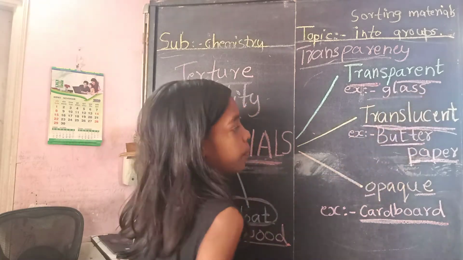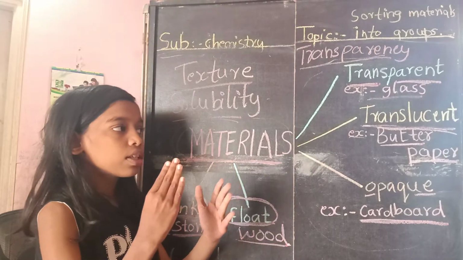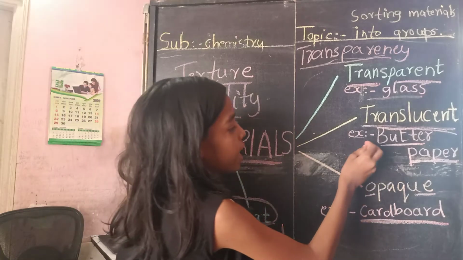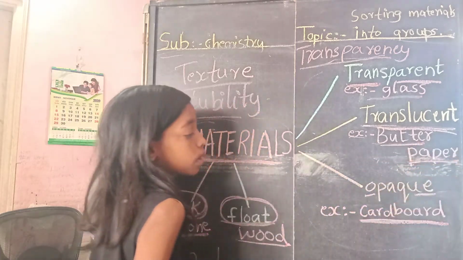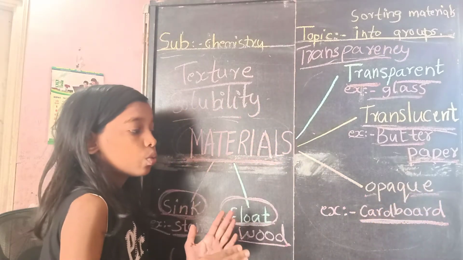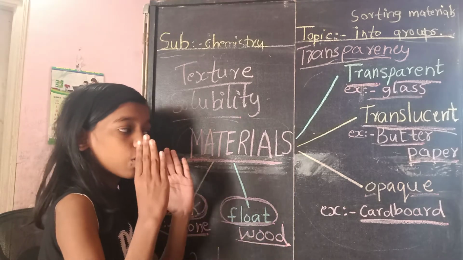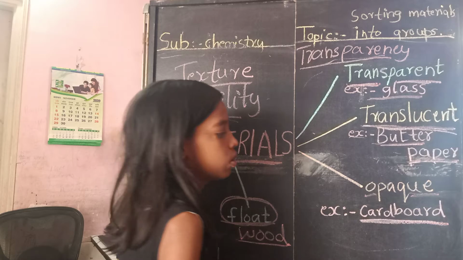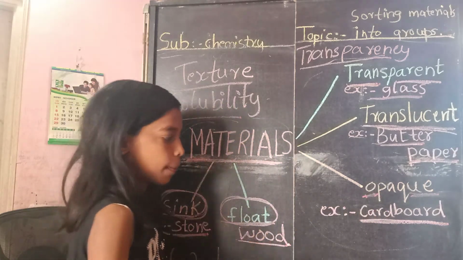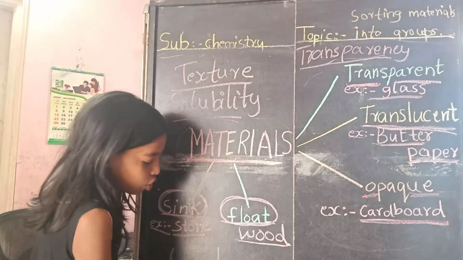Example is glass. Next, translucent. Translucent are the objects in which partial light can pass through. Example is butter paper. Next, the third type, which is opaque. The objects in which no light can pass through. We cannot see through them. Those are opaque. Example, cardboard.